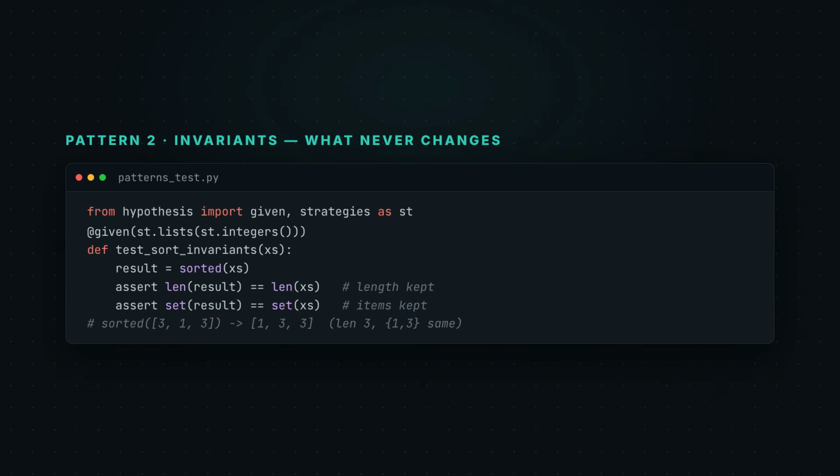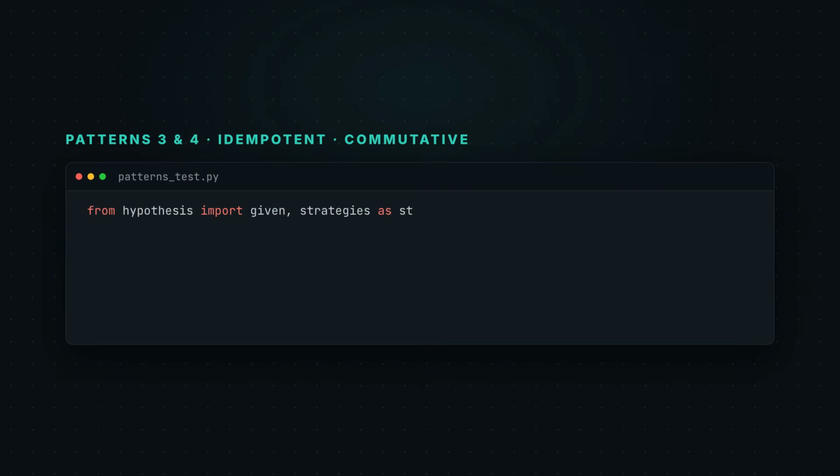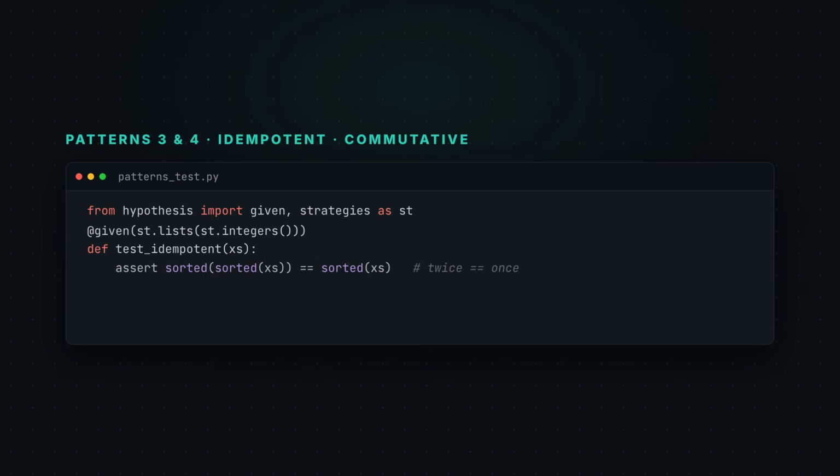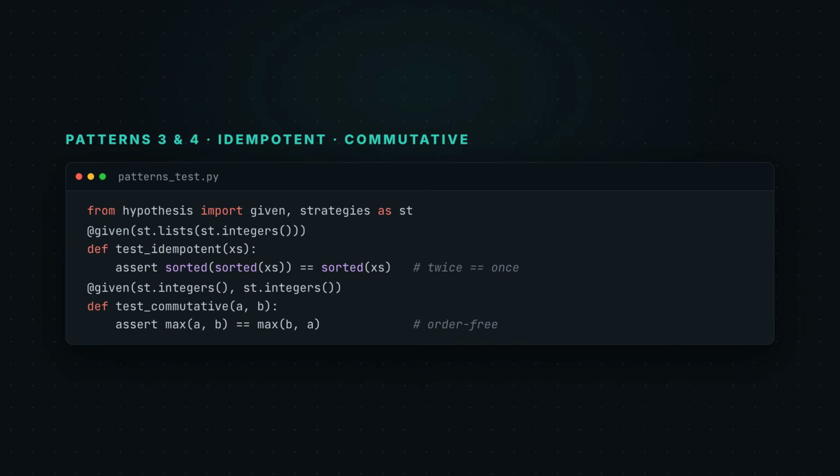That's an invariant. Two quick ones. Idempotence. Doing it twice is the same as doing it once. Sort an already sorted list, and nothing moves. Cleaning and deduplicating work like this. And commutativity. Order doesn't matter. The bigger of A and B equals the bigger of B and A. If your code is supposed to have these properties, assert them. And Hypothesis will try hard to prove you wrong.